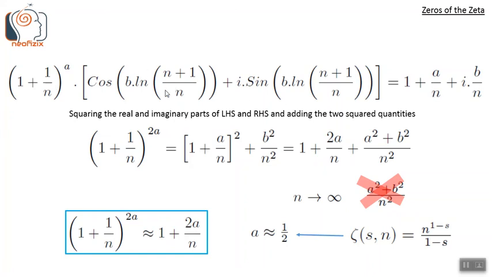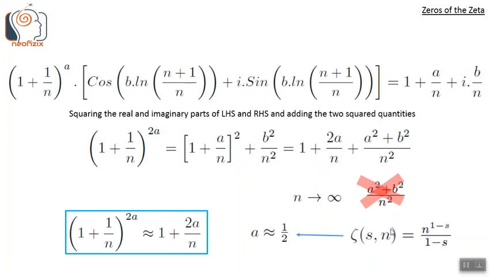We can also square the real and the imaginary parts, add them up and equate it to the same operation done on the right hand side. So we get that (1 plus 1 by n) to the power 2a, because cos square plus sin square becomes 1. Those terms cancel off on the left hand side. What we will be left with is this term, and on the right hand side we'll be left with the square of this plus the square of this term. So when n tends to infinity, we can drop this 1 by n square term. So what we'll be left with is this term on the left hand side is almost equal to 1 plus 2a by n. So when a equals half, this left hand side is almost nearly equal to right hand side.